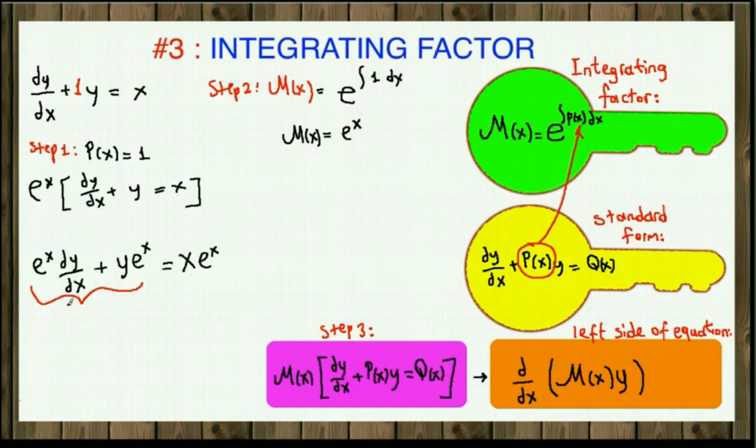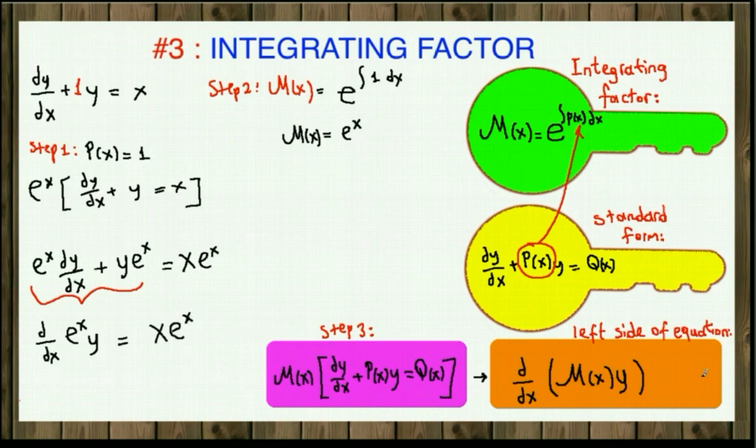We're going to rewrite the left side in the form of d over dx of mu of x times y. So d over dx, which is the derivative with respect to x, of mu of x, which is specifically e to the x for this question, times y. The left side after step 3 is always this, whatever the mu of x is times y, equals x e to the x.